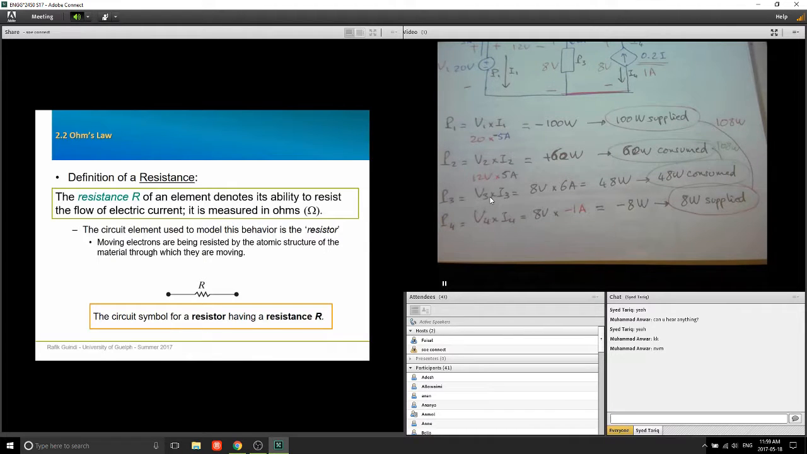So the element is called the resistor, and it has a parameter, and moving electrons are being resisted by the atomic structure of the materials through which they are moving. That causes some energy to be dissipated in the form of heat. Your electrons are bumping around, hitting all those other atoms in there, and because of that there's friction, a lot of heat, a lot of energy being dissipated.